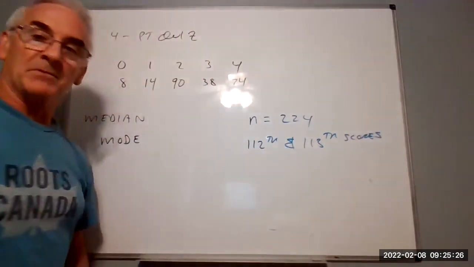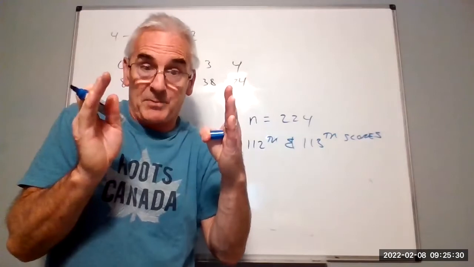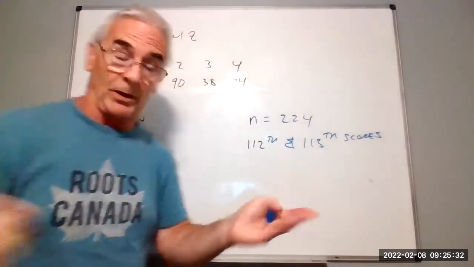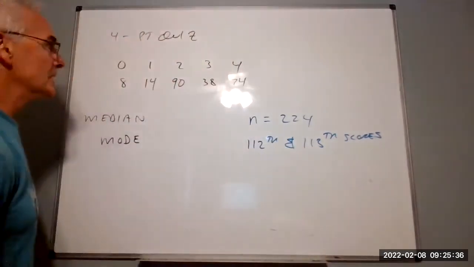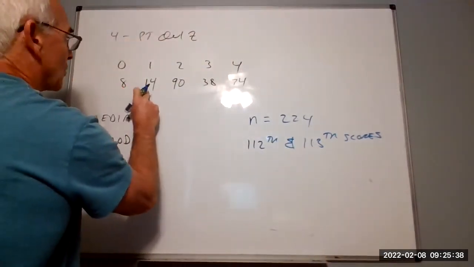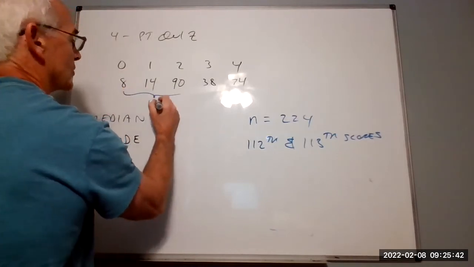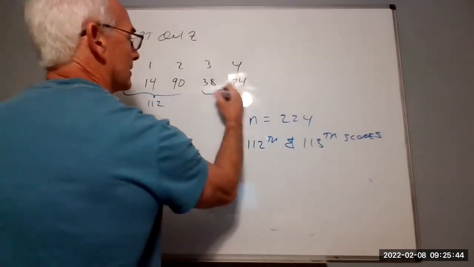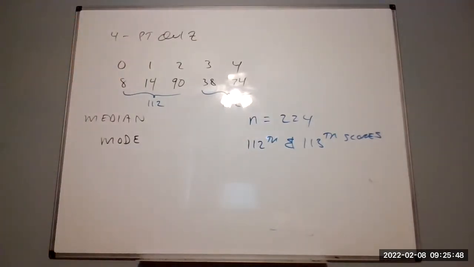In order to find the median, because there's an even number of scores, I need the score that's halfway between the 112th and 113th score. Again, because that's half on one side, that would be half on the other. So let's see, that's 8 plus 14, that's 22. 22 plus 90, oh, there's 112 scores right there. Oh, that made it kind of easier.